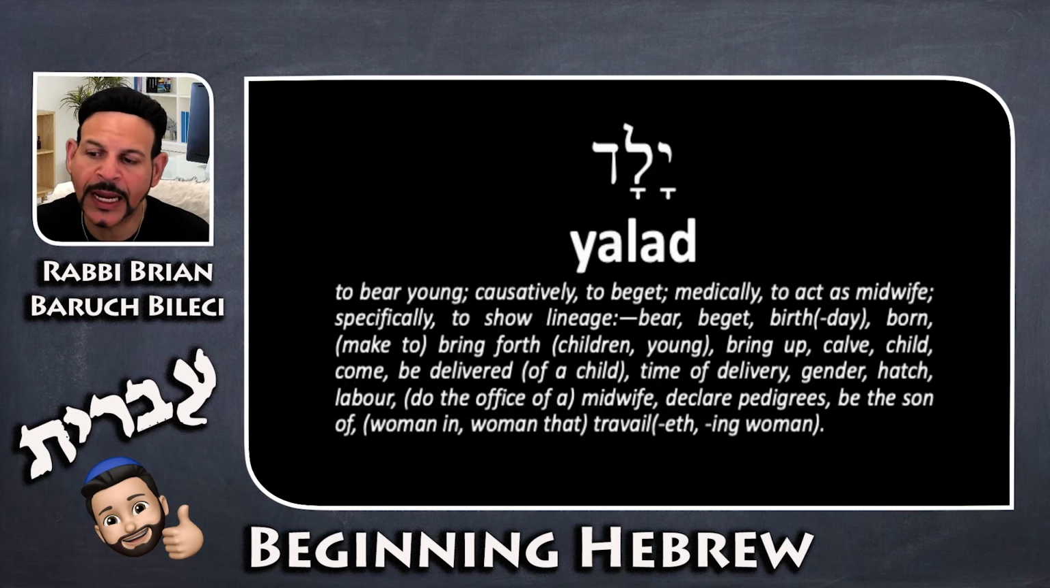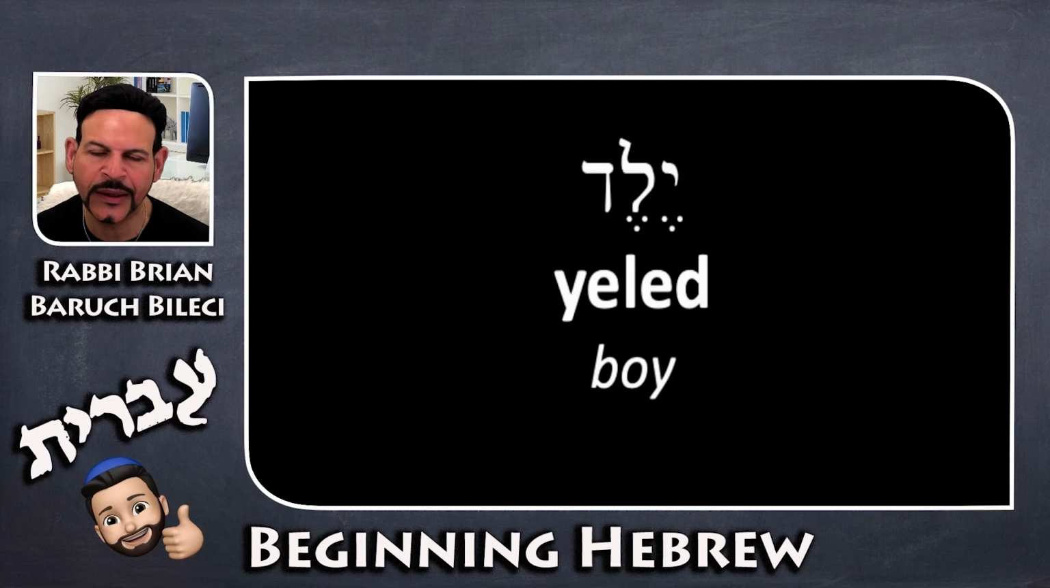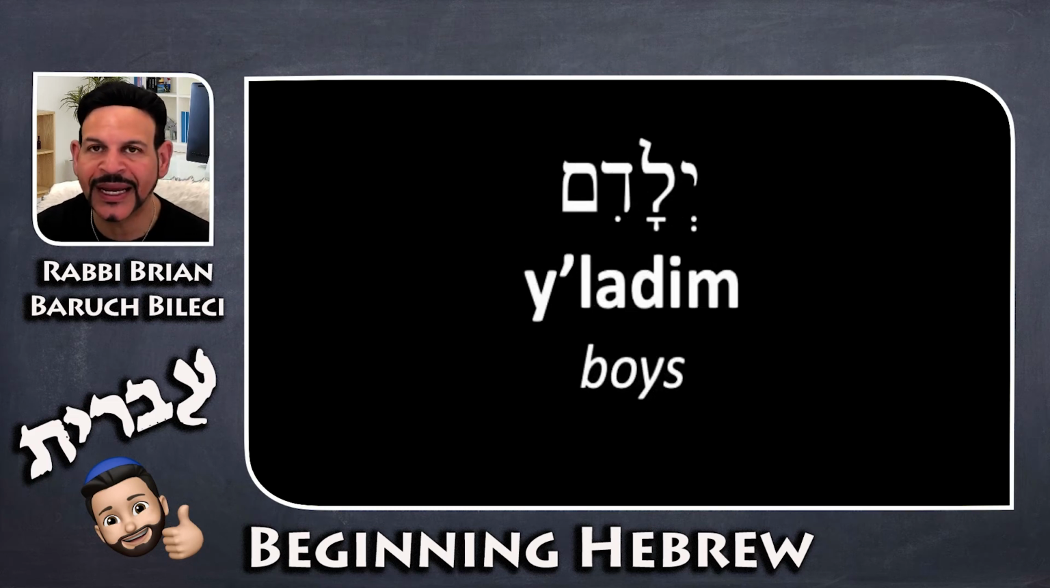But the root yalad means to bear young, causatively, or even medically, here to act as a midwife. So even to help someone bear children. So we see bringing forth children is very important within the Jewish world because that's how they're going to be fruitful and multiply. From yalad, we get the word yeled, boy, and boys would be yeladim.